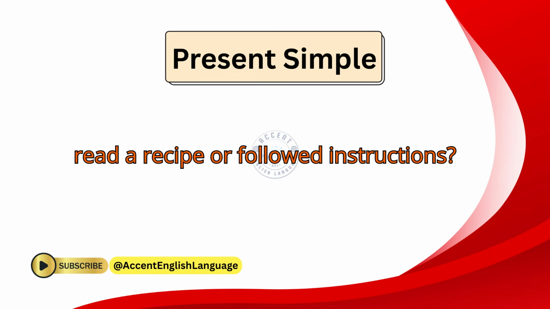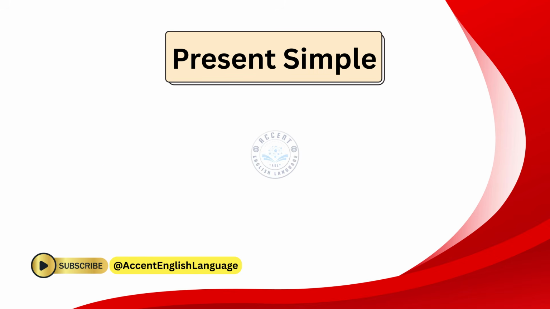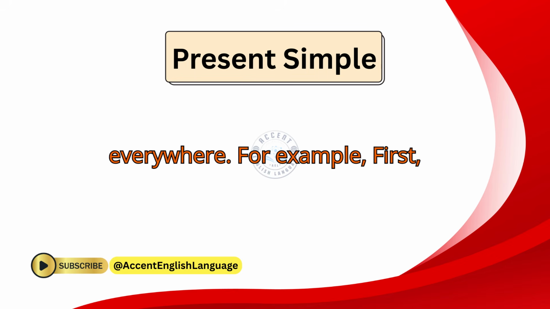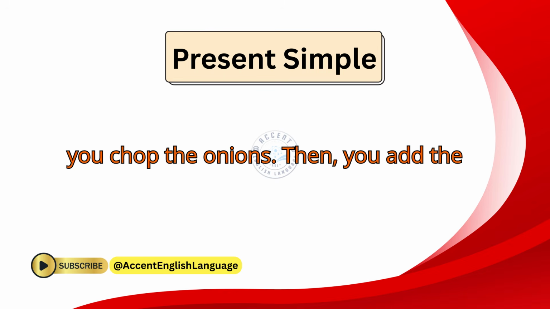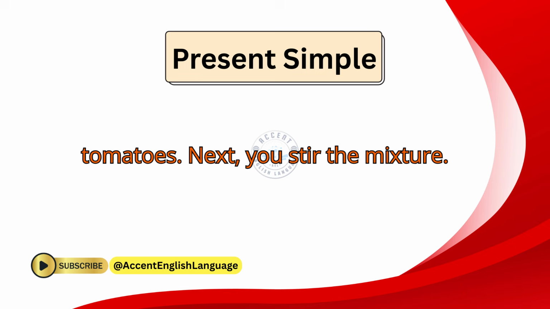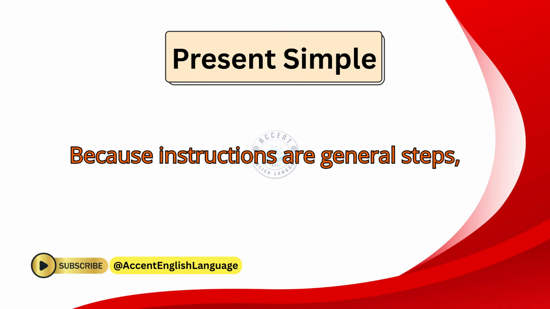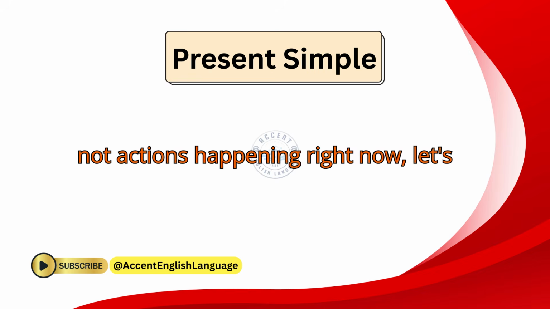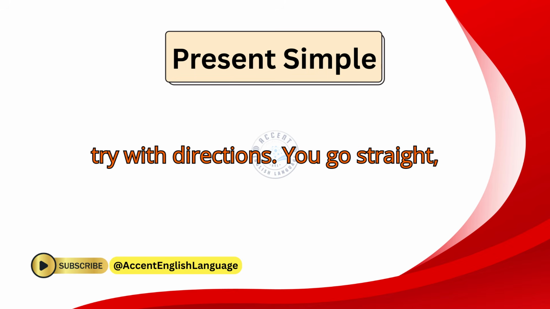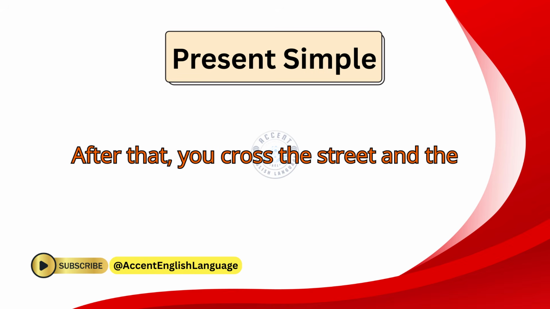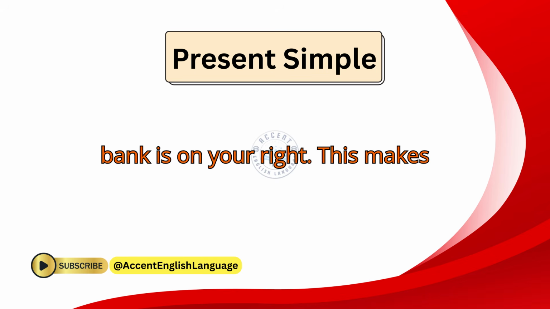Giving instructions or directions. Have you ever read a recipe or followed instructions? You'll notice the present simple is everywhere. For example, first, you chop the onions. Then you add the tomatoes. Next, you stir the mixture. Why do we use the present simple here? Because instructions are general steps, not actions happening right now. Let's try with directions. You go straight, then you turn left at the traffic light. After that, you cross the street and the bank is on your right.